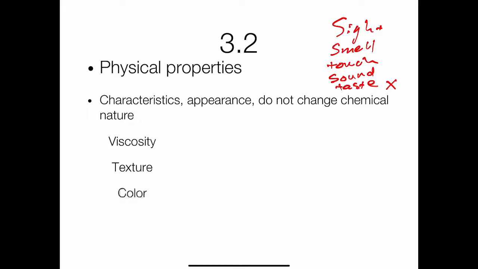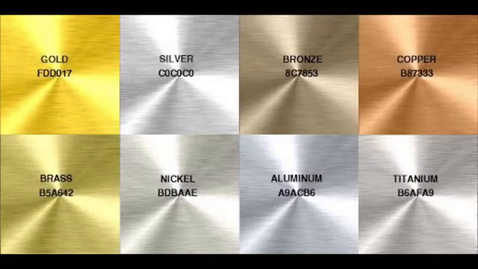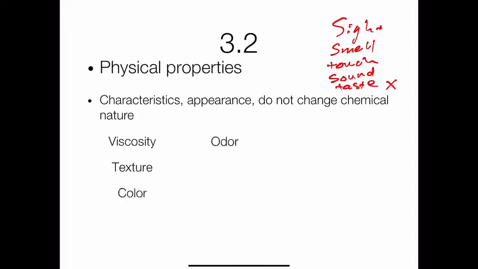Something like color is a physical property. Again, what does it look like? Copper has a very characteristic orangish color to it. That's one of the reasons we're able to define or to identify it as copper. Odor. So you've probably noticed that maybe acids, vinegar, for example, smells sour. That's a physical property of that substance.